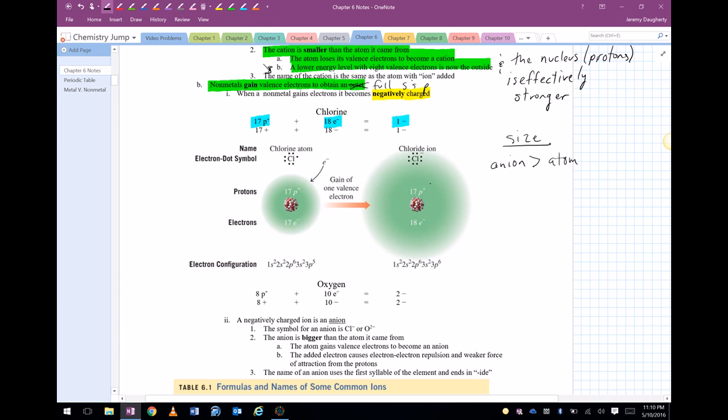So the reason why, take a look. We have 17 protons, 18 electrons. Now what that means is that we have the same number of protons, extra electrons. So the nucleus is effectively weaker.